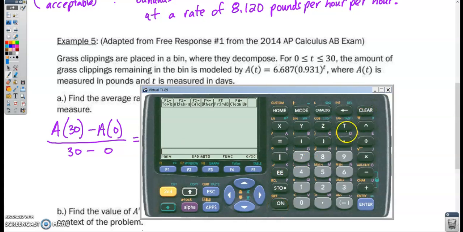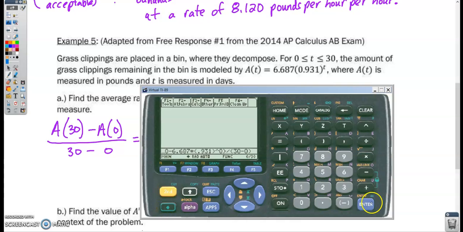So I'm going to go ahead and put 30 into this function, 6.687 times 0.931 to the 30th minus 6.687 times 0.931 to the 0. I guess I could have just made that 1. Close my numerator. Divided by parenthesis. Making sure not to forget to put my numerator and denominator in parentheses.